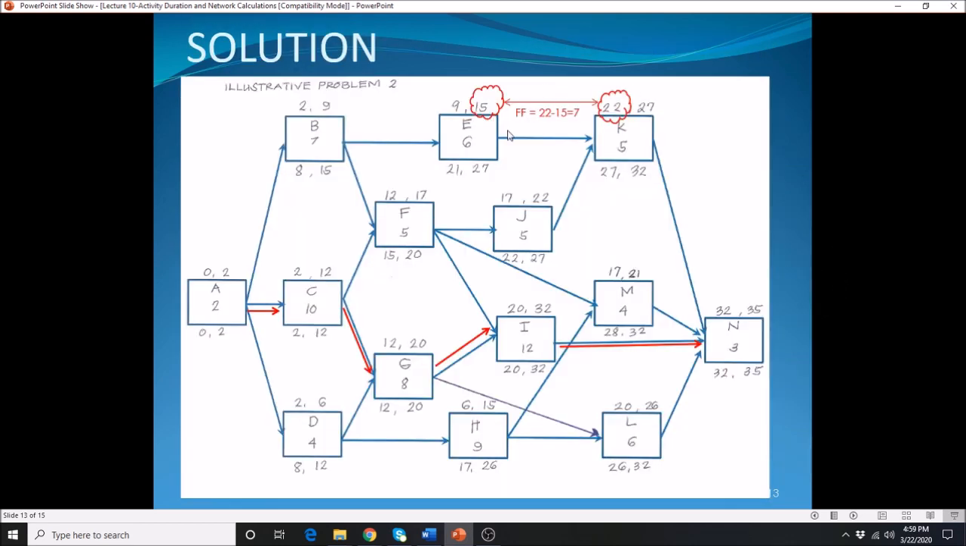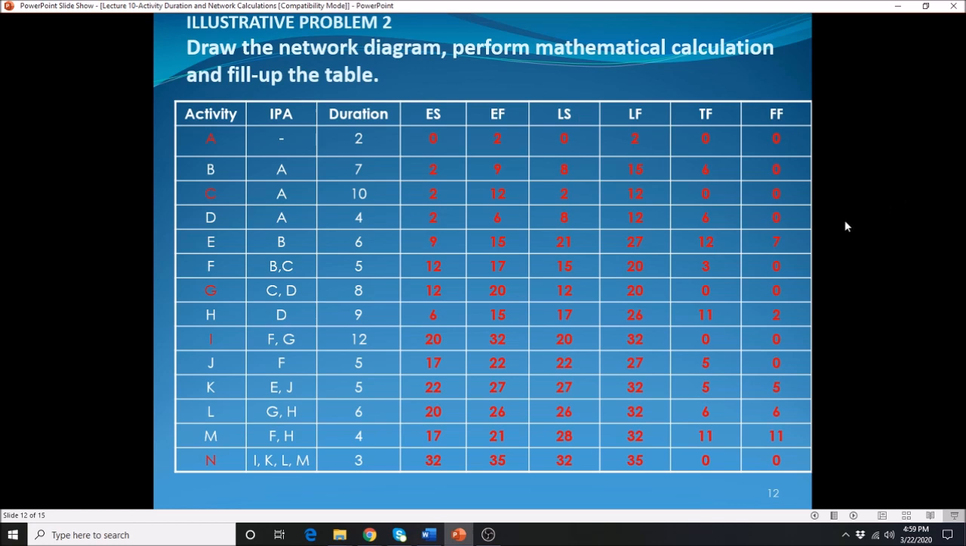Let's take a look at E. Your E here is followed by K. There's only one link here. So the early start of activity K, which is 22, minus the early finish of the activity in question. So 22 minus 15 is 7. That's the reason why the free float of activity E is 7. Do the same thing for the rest. You have to go through each of the non-critical activities one by one to figure out the total float and the free float.